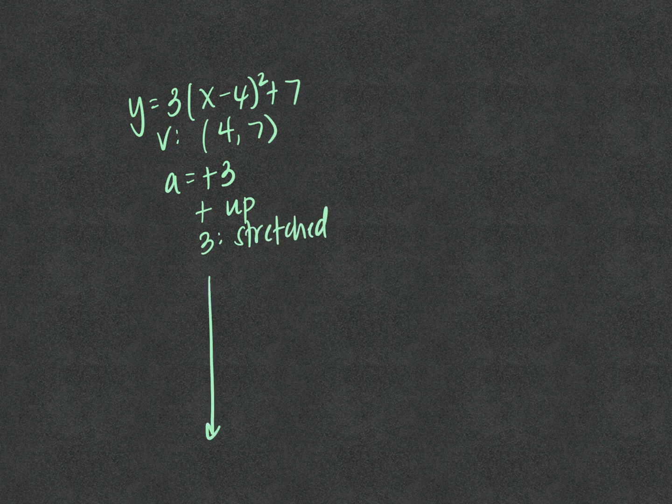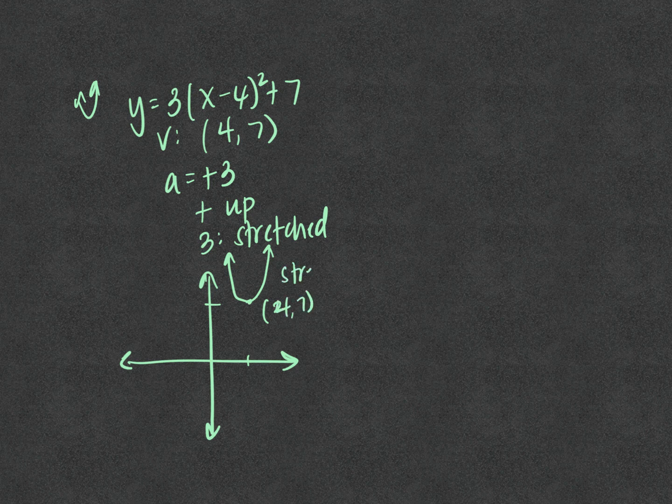So that means we have a graph. It's a U-shaped graph because the squared makes it a U-shaped graph. And then we're going to go over 4 and up 7. We're going to have a nice skinny graph. So if it's a sketch, you should label your vertex and write stretched somewhere on your paper. Okay?